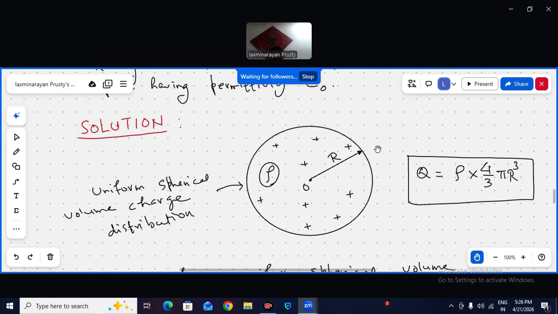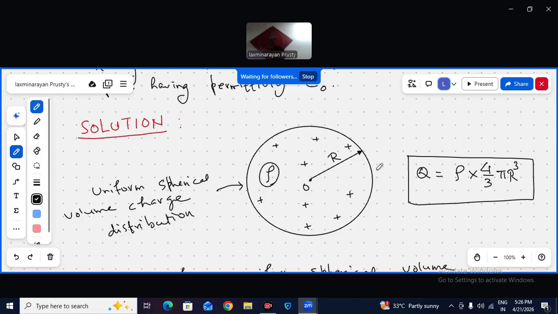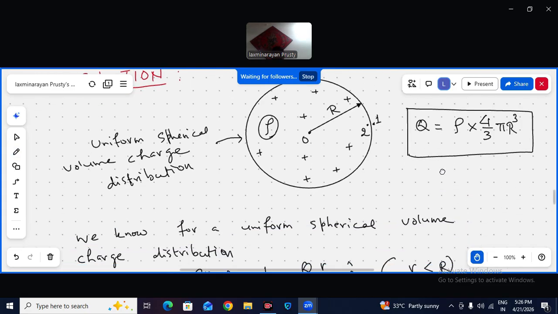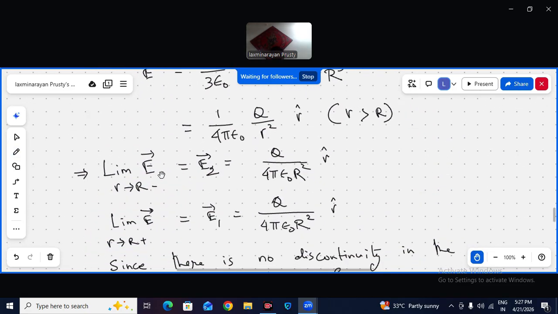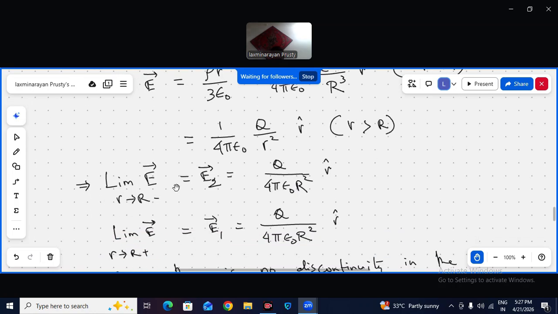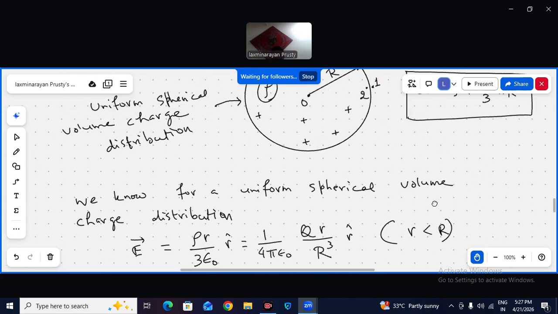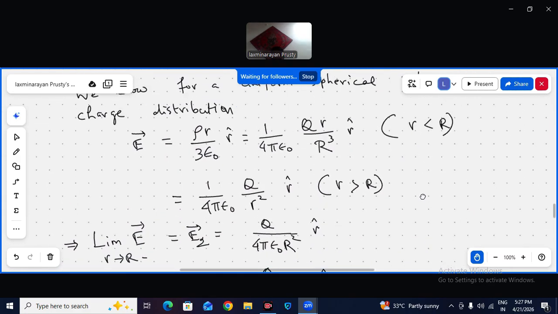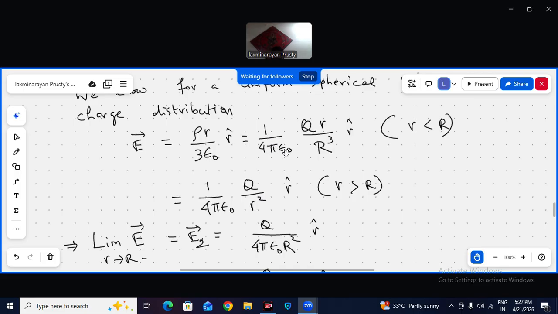Now, the same point 1 and 2. 1 is just outside, 2 is just inside. Let's add these also. Point number 1, limiting point just outside; limiting point just inside. So limit r tends to capital R, minus means from inside, that is E2. How much? 1 by 4 pi epsilon 0, r tends to capital R, so Q by 4 pi epsilon 0 capital R square r cap.